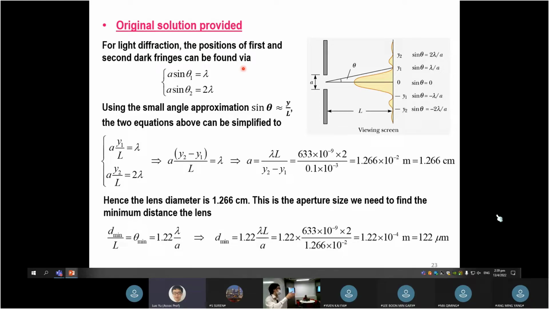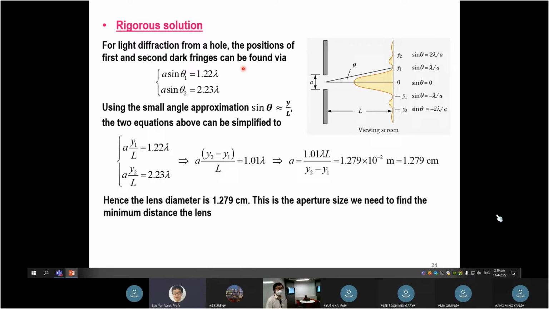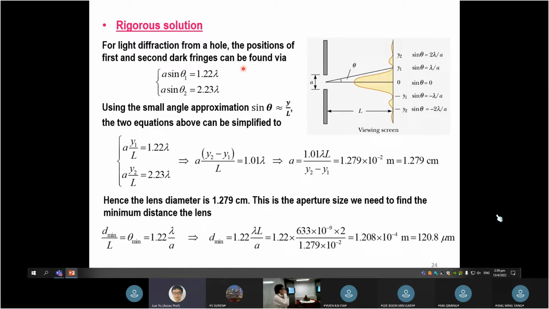First, assume it's a slit aperture because this is what we learned. The other, circular aperture diffraction, we have a lot of them in our course. But you have to bear in mind, light passing through a hole and light passing through a slit are totally different. Okay.